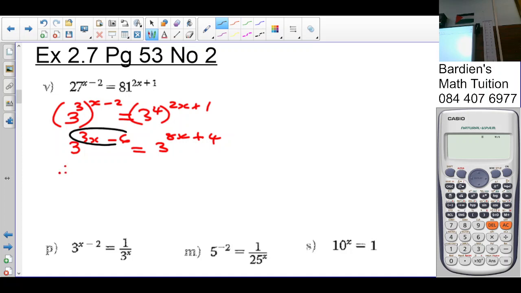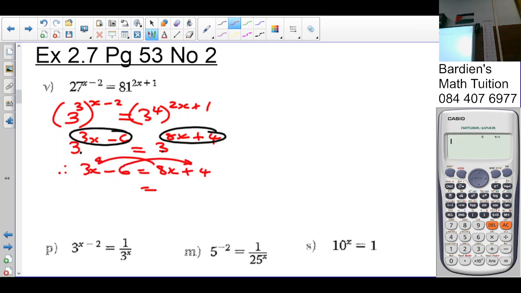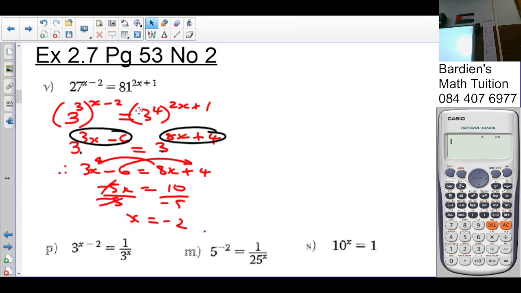She stopped here. As you can see, the bases are the same, so exponents are equal. So you got 3x minus 6 equals 8x plus 4. X is one side, numbers the other side. So 4 plus 6 is 10. 3x minus 8x is negative 5x. Divide by negative 5 both sides. So x is equal to negative 2. Okay, you got it?